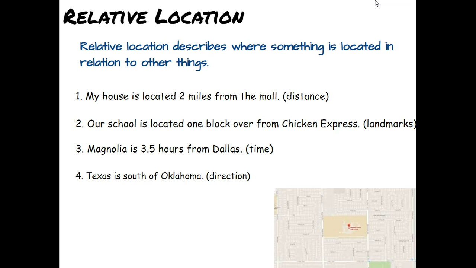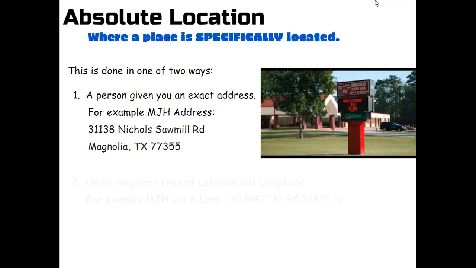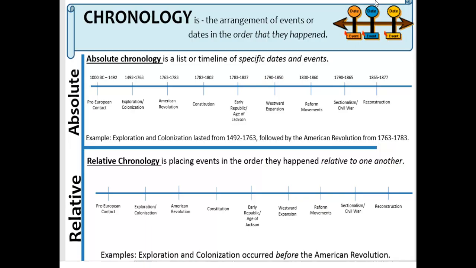All right, so again, relative location. This describes where something is located in relation to other things. Absolute location is where a place is specifically located. Again, this is just a review from 7th grade. Now we're going to apply it to our 8th grade skill, and this is chronology. Chronology, again, is the arrangement of events or dates in the order that they happen. So the study of time, and we tend to do that from earliest date to latest date, as you see on most timelines. Some notes here for you to help you fill in your notebook.